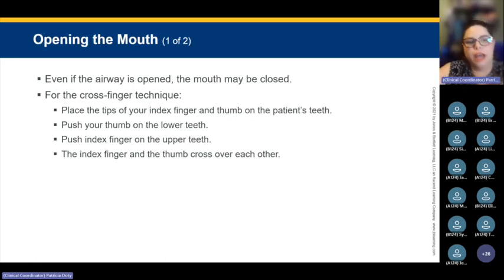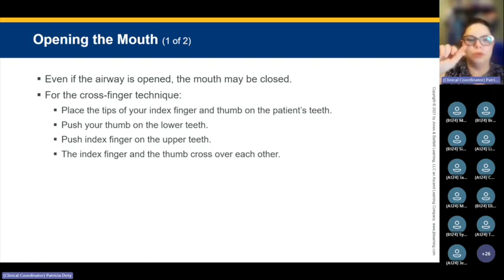All right, opening the mouth. Even if the airway is open, the mouth may be closed. So you're going to do a cross finger technique. I can't tell you how many times I've had to do this with unconscious patients. And it's literally, you're going to take your fingers and just make it into an X or a K.